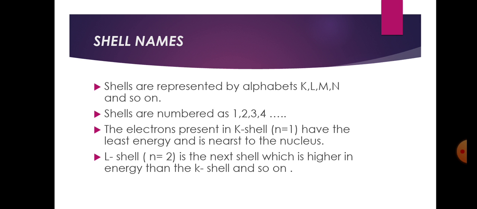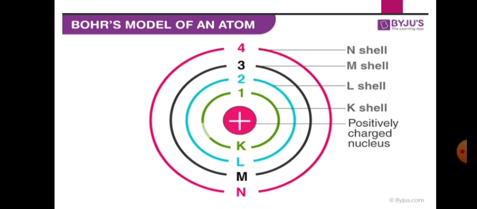Then the L shell, n is equal to 2, is the next shell, which is higher in energy than the K shell. You can see on your screen the Bohr model of an atom, where these shells are represented by K, L, M, and N, numbered 1, 2, 3, and 4. So the K shell has the least energy compared to the L shell. The L shell has higher energy compared to the K shell.